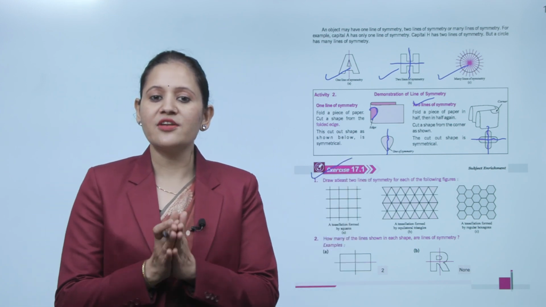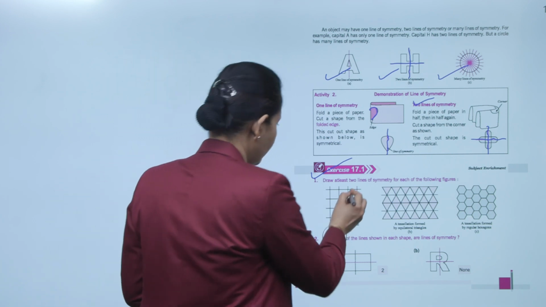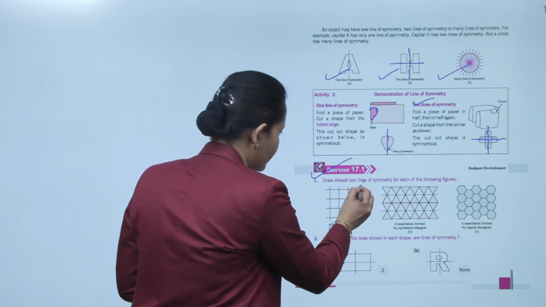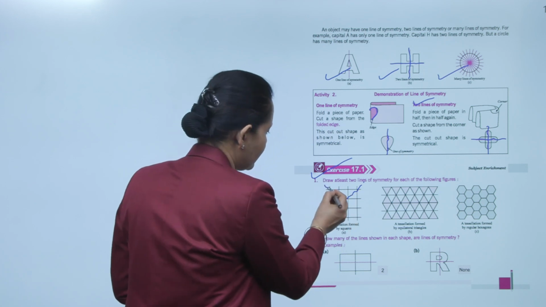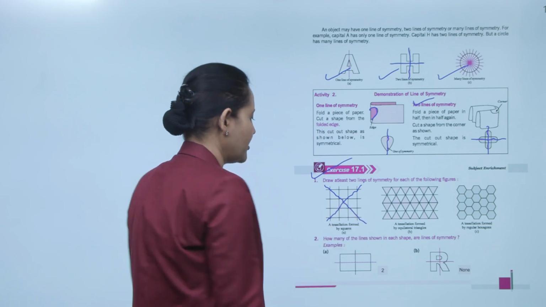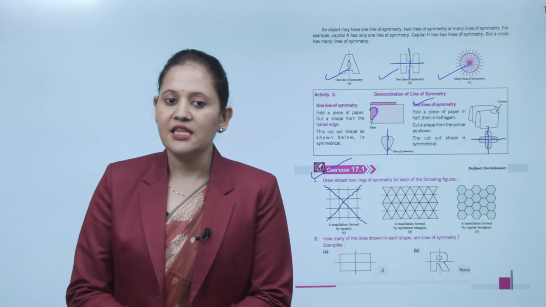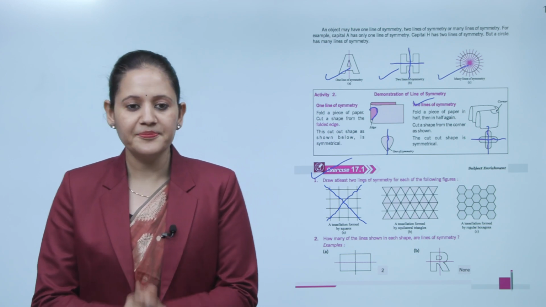Next is exercise 17.1. Draw at least two lines of symmetry for each of the following figures. So in this figure, we can draw like this: one line of symmetry and another line of symmetry here. That will divide the given figure into two equal halves. Clear?